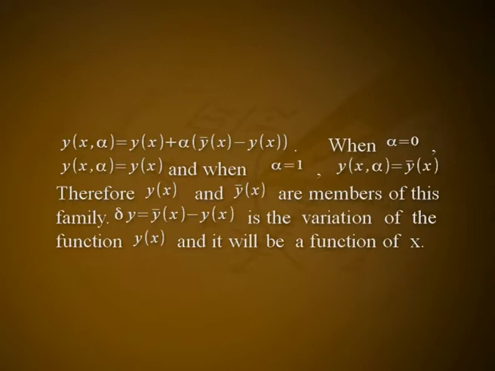Let y = y bar(x) be a curve close to y = y(x). Consider a one parameter family of curves y(x, alpha) = y(x) + alpha (y bar(x) minus y(x)). When alpha = 0, y(x, alpha) = y(x), and when alpha = 1, y(x, alpha) = y bar(x). Therefore, y(x) and y bar(x) are members of this family. Delta y = y bar(x) minus y(x) is the variation of the function y(x), and it will be a function of x.